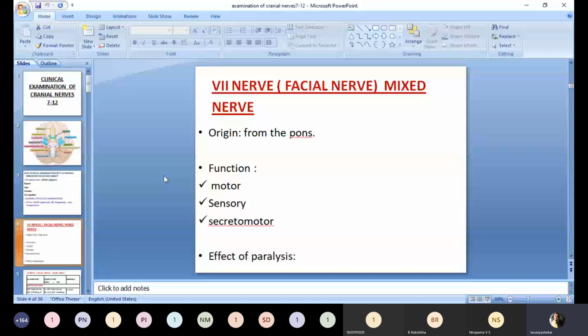Whereas if there is supranuclear facial palsy or upper motor neuron paralysis, it mainly results in the paralysis of the lower half of the face. Here, the muscles of the upper part of the face have bilateral innervation. So it does not produce atrophy of the facial muscles, and also the taste sensation is not altered in case of upper motor neuron paralysis.